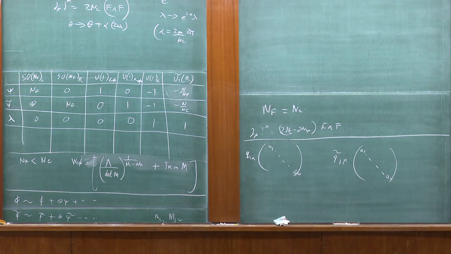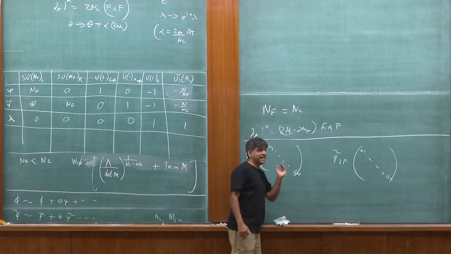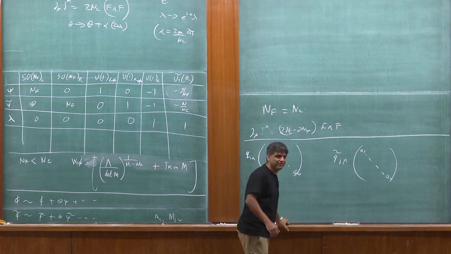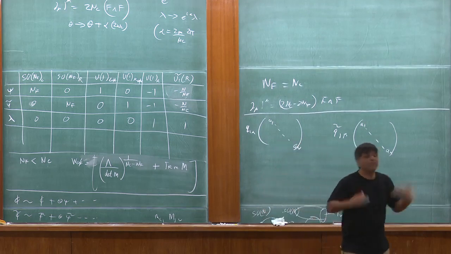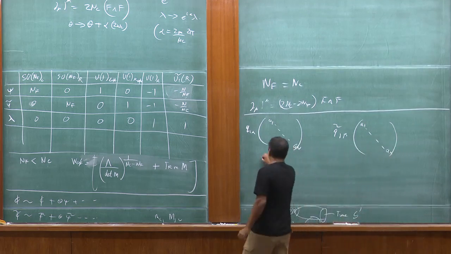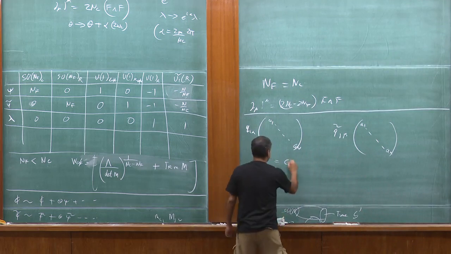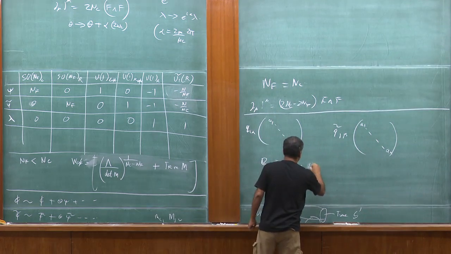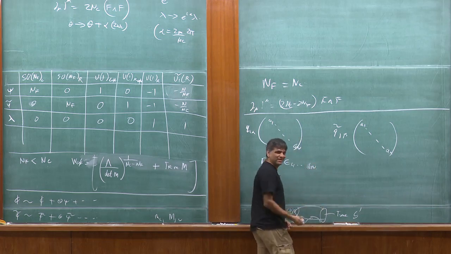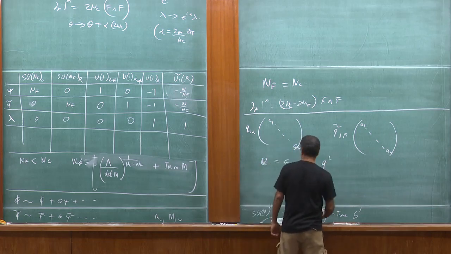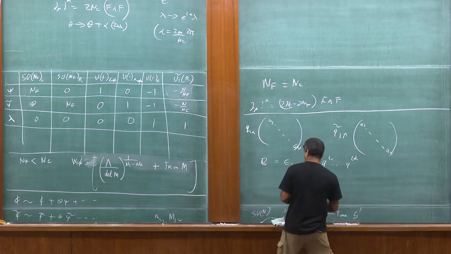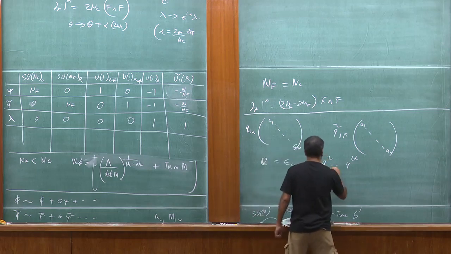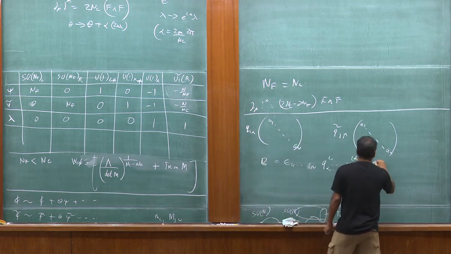Okay, now that we've gone to Nf equals Nc, there's one new element that comes about, and that is that there is a new gauge invariant superfield we can write down. The new gauge invariant superfield is B, which is equal to epsilon I1 to IN, there's just one, I call it N, Q I1 through Q IN, and alpha 1 to alpha N, epsilon alpha 1 to alpha N.